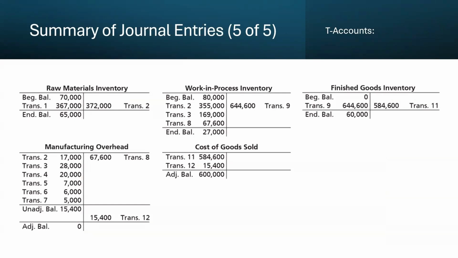Now, Exhibit 2-10 shows that the manufacturing overhead account has a zero balance after the adjusting entry. The materials from the raw materials inventory account were allocated to work in process inventory of $355,000 and to manufacturing overhead of $17,000, as we saw in transaction number 2 here.